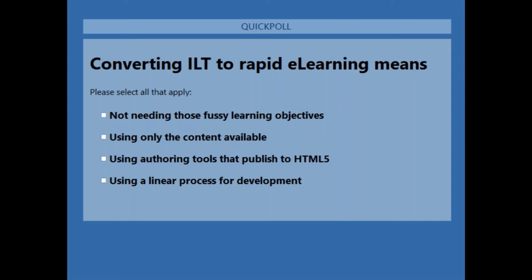Using authoring tools that publish to HTML5. The second option is using only the content available. Then goes using a linear process for development and not needing those fussy learning objectives.